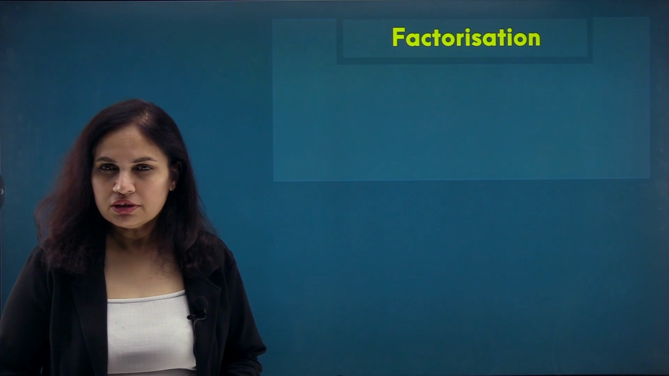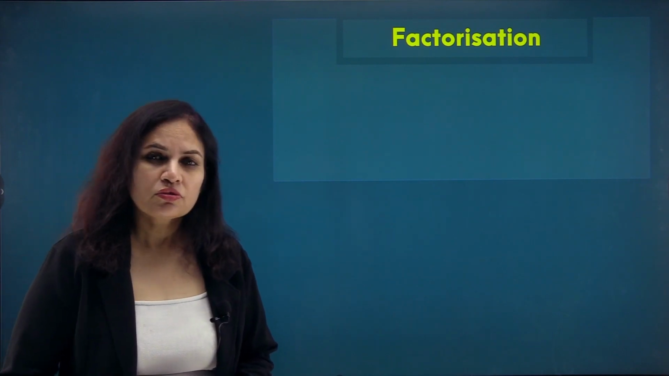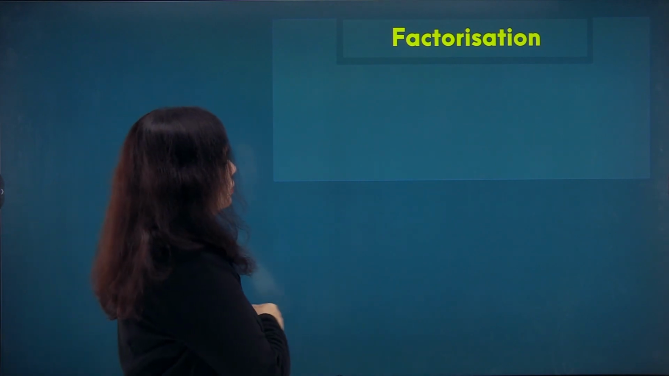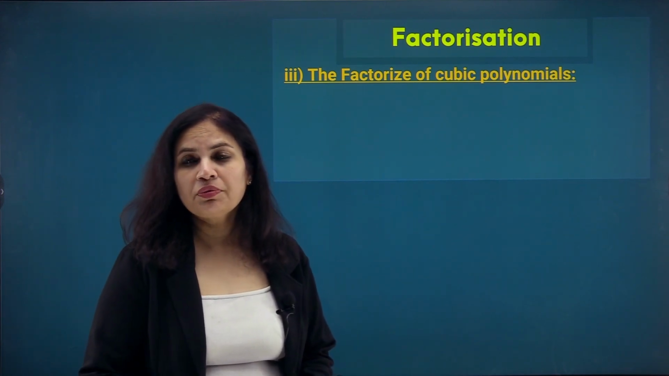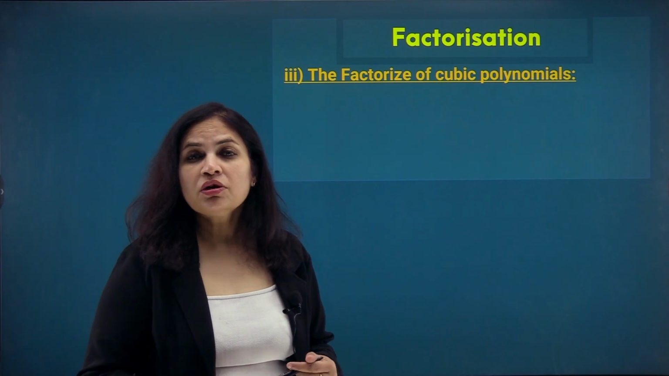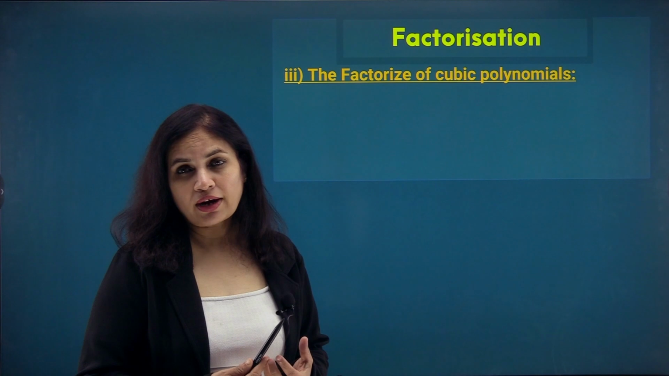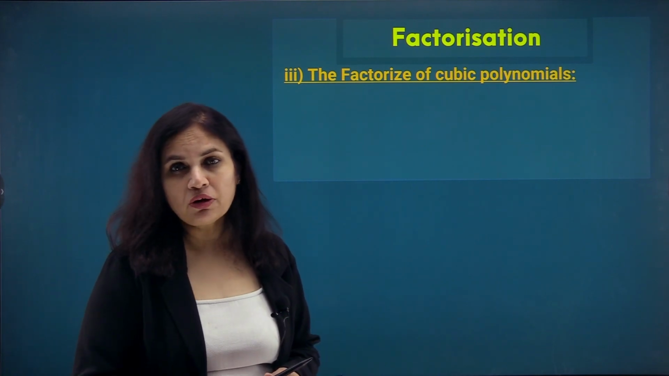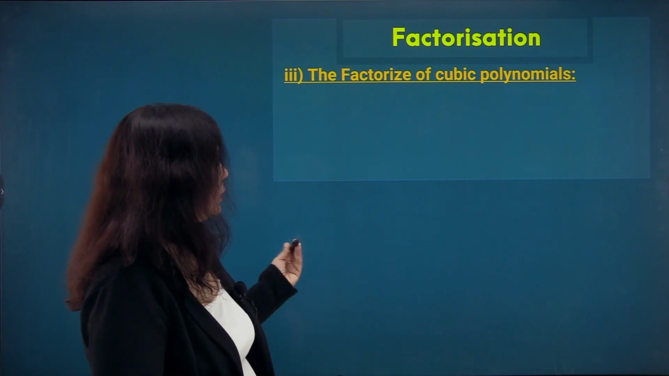So far we have learned how to factorize a quadratic polynomial. Today we will learn how to factorize a cubic polynomial. To factorize a cubic polynomial, we have to break the cubic polynomial into 2 parts. First, we have to split it into 2 factors, one factor being a linear polynomial and the other being a quadratic polynomial. Let us see how we do it.